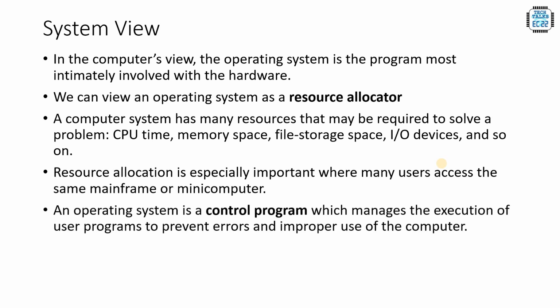So an operating system is a control program which manages the execution of user programs to prevent errors and improper use of the computer. If some improper use of the computer is done, that is, if some erroneous tasks are done, then errors are generated. In short, the operating system helps the user to interact with the computer hardware.